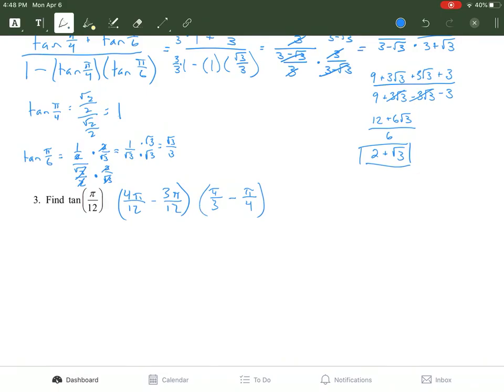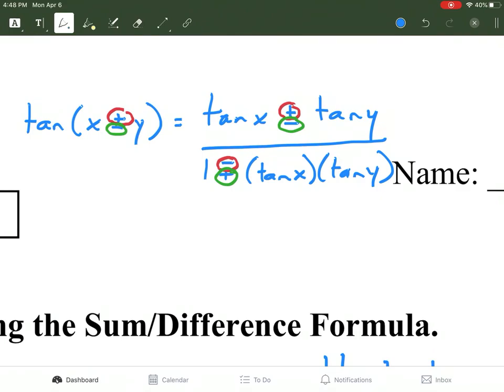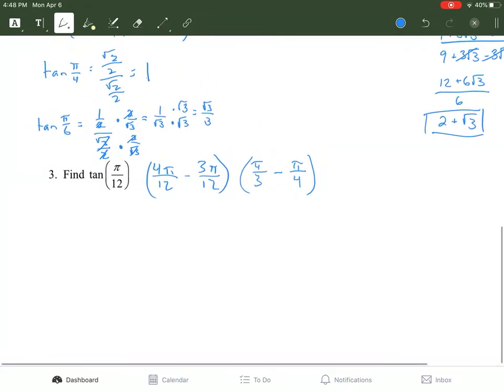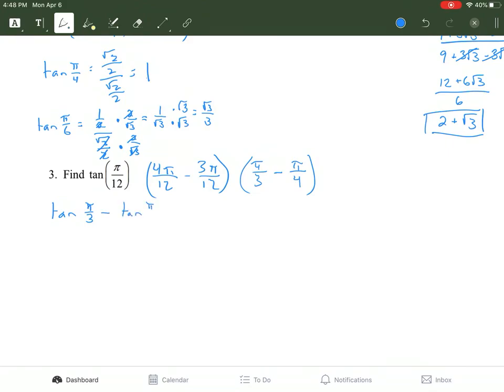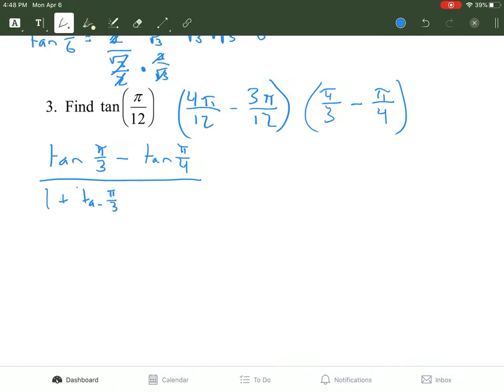Okay, so now if you go back up to the top of the page to look at the tangent formula, because we're looking at minus, we're going to use the green sign. So it's going to be minus on the top and plus on the bottom. Okay, so we go down to here, we're going to have tangent of pi over 3 minus tangent of pi over 4, and it's going to be 1 plus tangent of pi over 3 times tangent of pi over 4. Okay, we can kind of cheat a little bit because we've already seen both of these values.